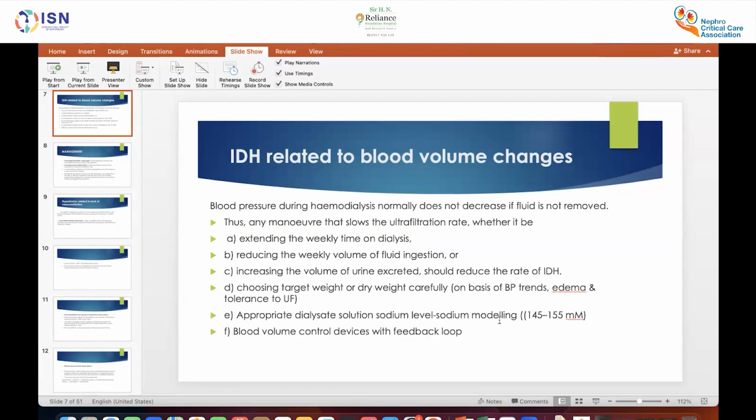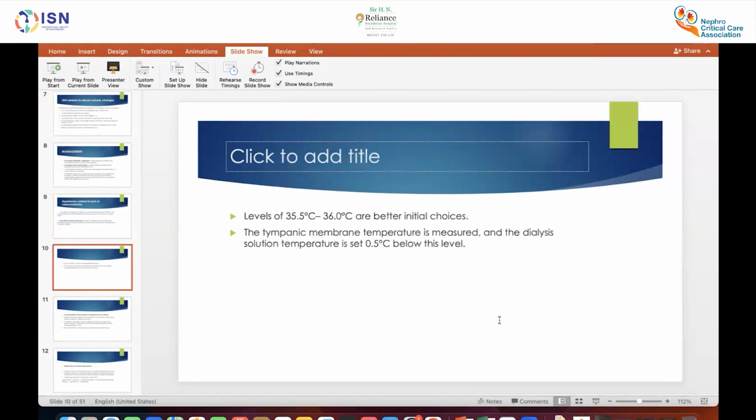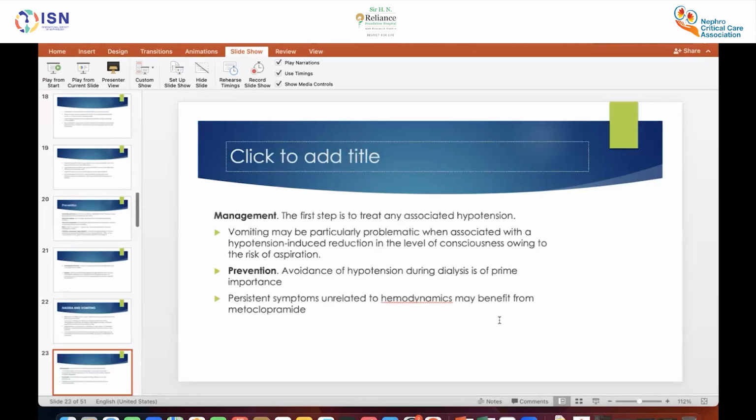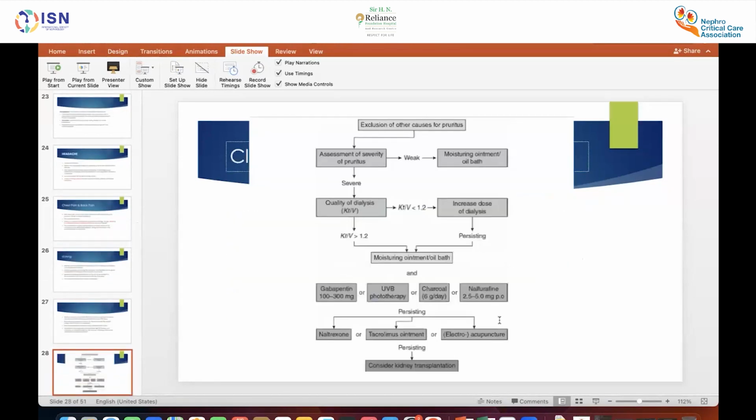Why is tacrolimus ointment used in case of itching? You said about itching. Persistent itching: naltrexone, tacrolimus ointment, and acupuncture. Why tacrolimus ointment? That is for Alok and Rishabh to talk about. If they are present, they can answer.